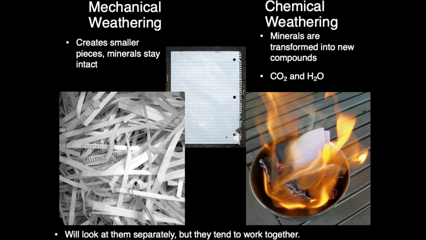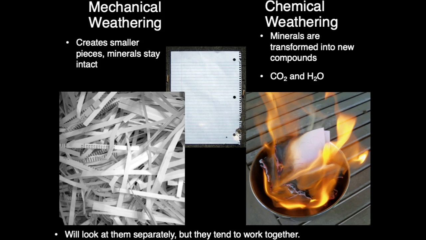So, in the example on the left, the piece of paper gets shredded and hence torn into smaller and smaller pieces. Those pieces, however, are still made up from the same particles that make up the larger piece of paper. So here we're exemplifying physical or mechanical weathering. Okay?